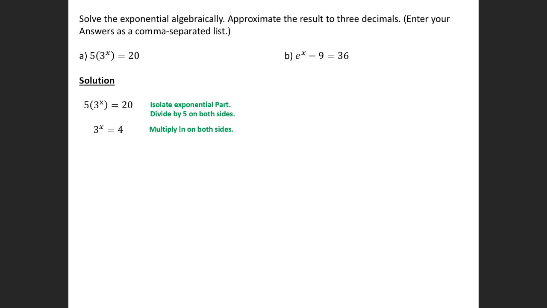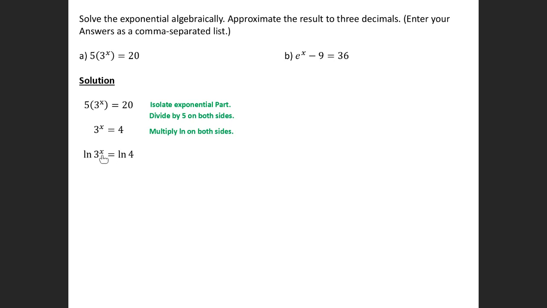Well, there's no way for me to make 4 have a base of 3. So when we're stuck here, then we can multiply natural log on both sides. This idea is going to be very helpful, and you can use this quite a bit. So multiply natural log here and natural log here. And what is it that we're trying to do? We're trying to solve for x.